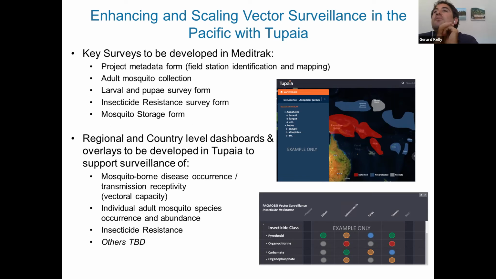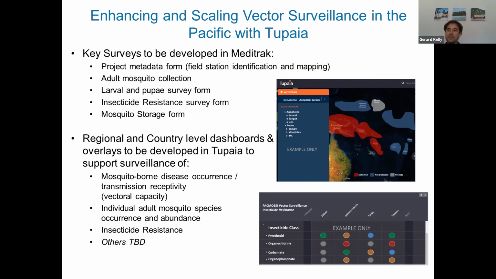We're going to be designing adult mosquito collection survey forms to capture how many mosquitoes there are and their presence across the countries. Larval and pupae survey forms, which relate to breeding sites. Insecticide resistance, where we set up sentinel sites to monitor changes in trends of mosquitoes resisting particular types of insecticide. That's a really, really important thing to monitor, and some other lab-based forms as well.